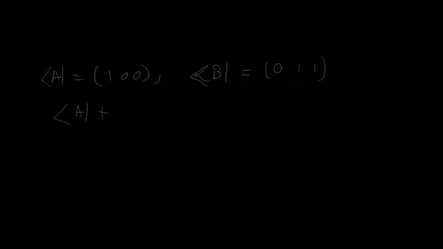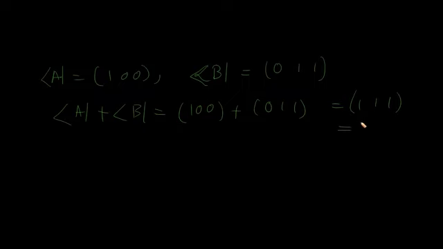Similarly for bras, let's say I have a bra A as 1, 0, 0 and another bra B, it looks like an L, and it has, let's say, 0, 1, 1. If you want to add them you write it like this: 1, 0, 0, 0, 1, 1. This is just 1 plus 0, that is 1, 0 plus 1, that is 1, 0 plus 1, that is 1. And you can even call it a bra vector C.